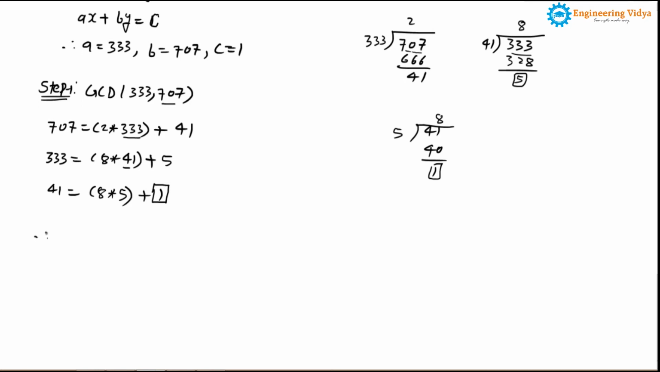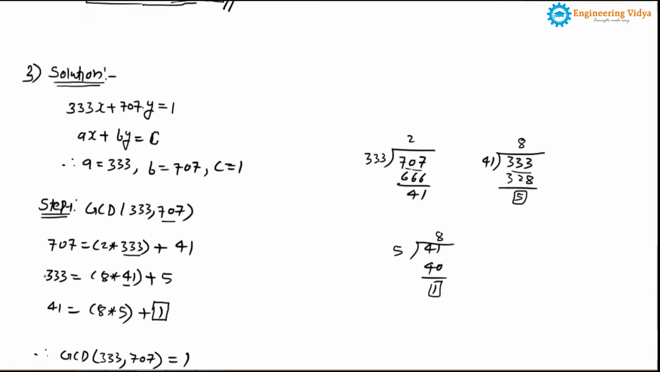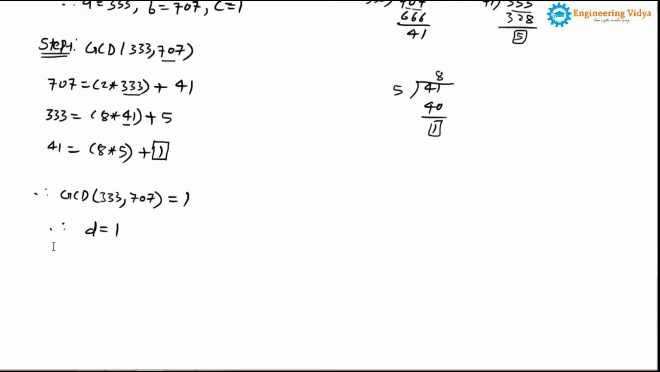So here we'll write, therefore GCD of 333 and 707 will be equal to 1, and this is nothing but d also. Here you can write d, so d is equal to 1 only. So in that case, at step number 1 we have estimated d, and we'll go to step number 2 now, and at step number 2 we'll find the values of x0 and y0.